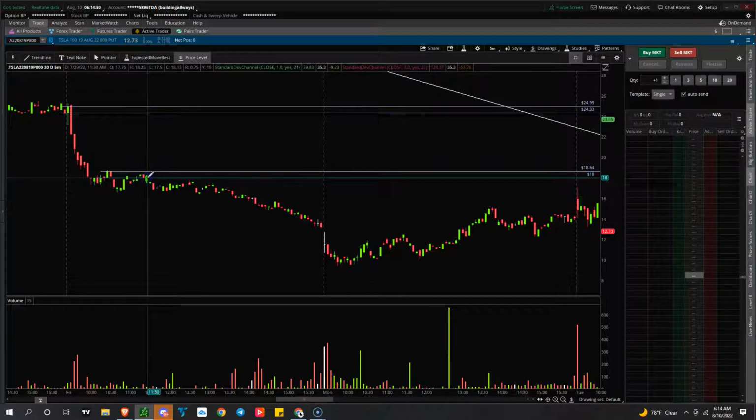I'm finally getting the hang of this with TOS. I'm so used to charting on TradingView that this is a little ridiculous.